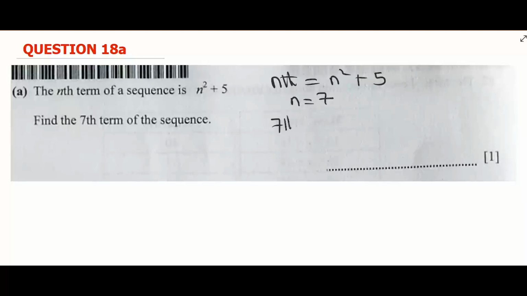You're going to have 7th equals to 7 squared plus 5. So this will be 7 times 7. That will be 49 plus 5. So if you add these together, this is going to give you what? 54. So that means the 7th term of the sequence is 54.